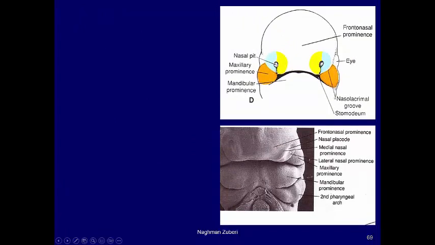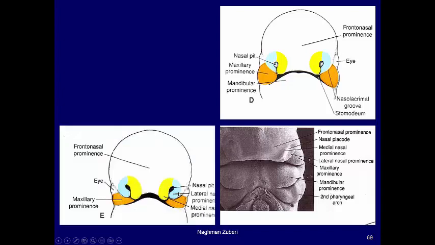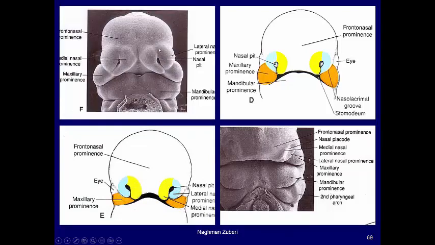Here we can see that. These are the nasal placodes. Nasal pit. Here we have lateral nasal prominence, medial nasal prominence. These are the mandibular prominences.